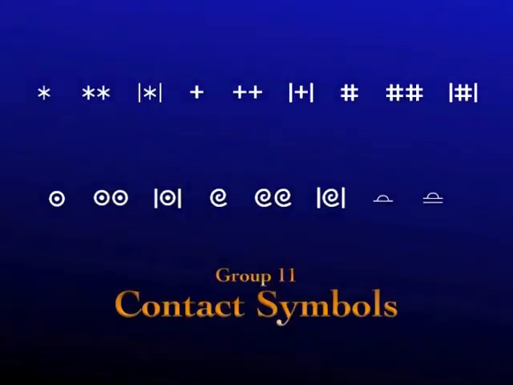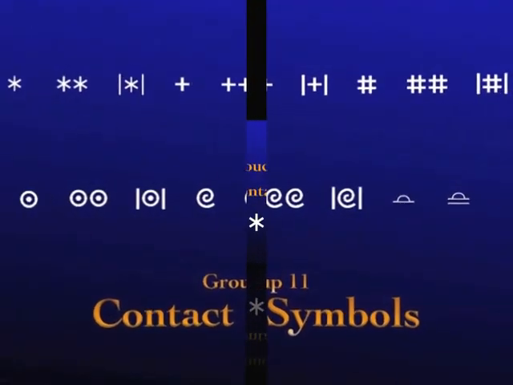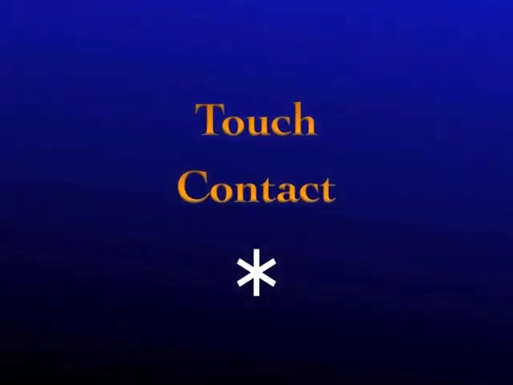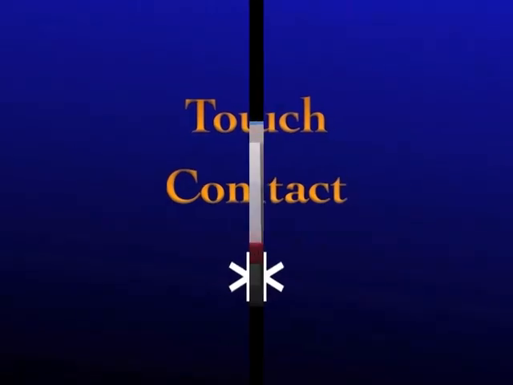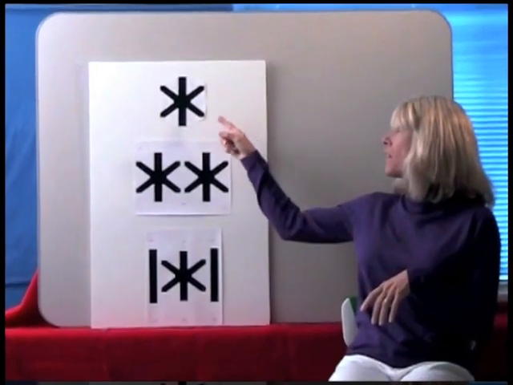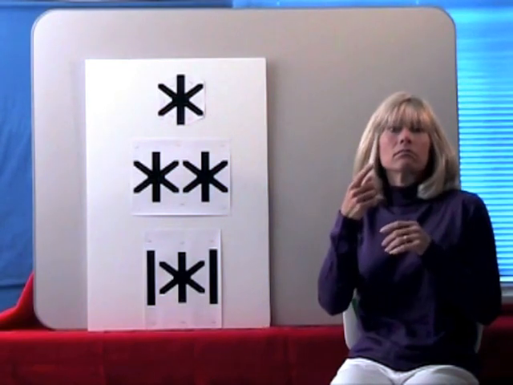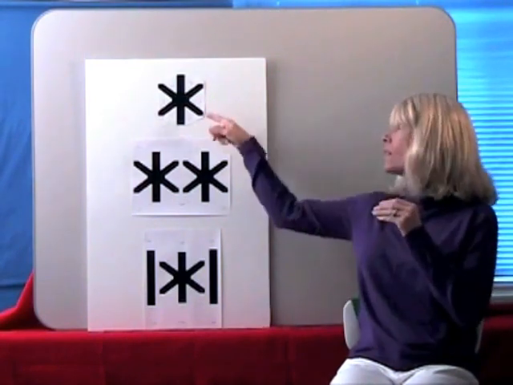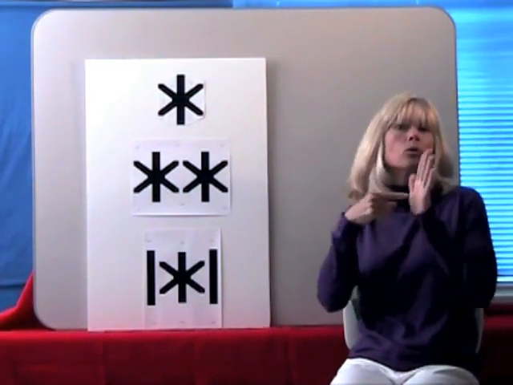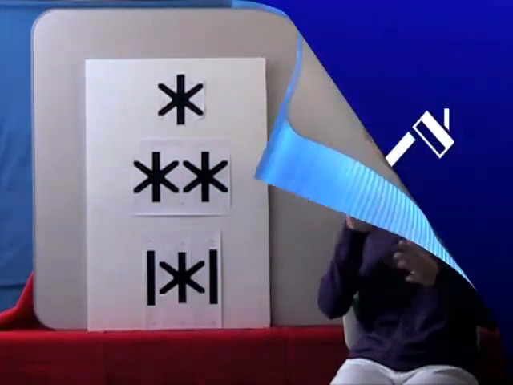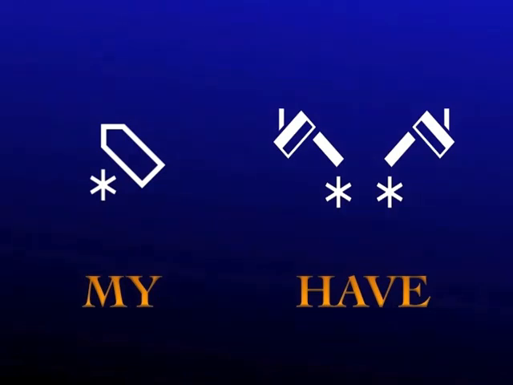Group 11: Contact Symbols. Touch contact. This symbol, for example, is for when you want to have a sign like my or have. You have to add this contact symbol so you can show where the location is, because it is on the chest. This is how you write my and have with the touch contact symbol.